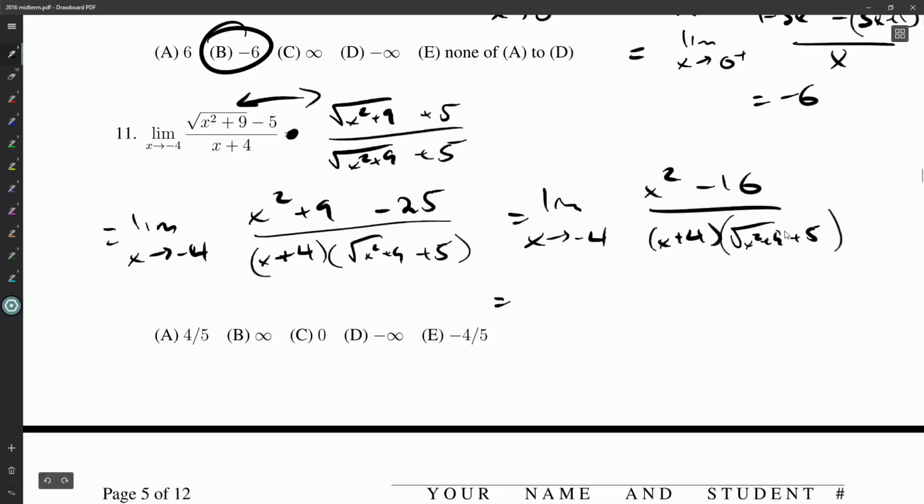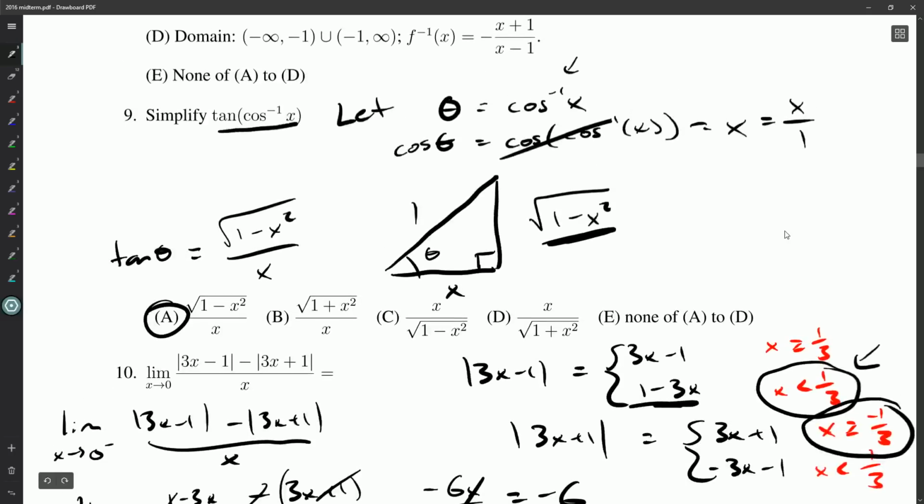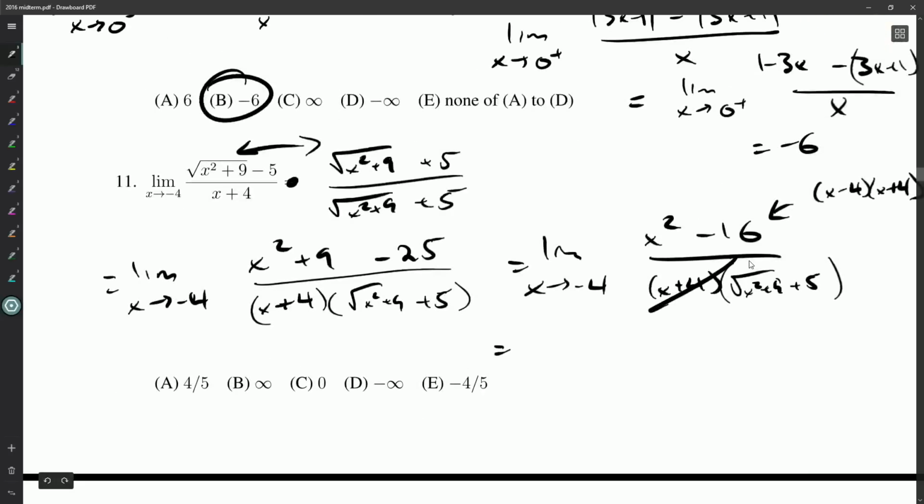Okay, and then this on the top actually factors out to x minus 4 times x plus 4 using the exact same difference of squares reasoning. So we can actually cancel one of those. Oh, whoops, what did we do here? Oh, I hit the scroll bar. We can cancel this x plus 4 here and this x plus 4 here. We'll get x minus 4 on top, root x squared plus 9 plus 5 on the bottom.